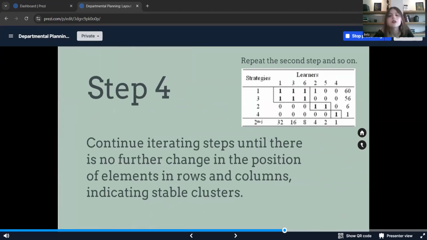The last step is iteration. Reorder rows again based on the new column order, and continue until the sequence stops changing. The final matrix shows clear blocks. Here rows 1 and 3 form one cluster, rows 2 and 4 another one. That's a stable grouping.